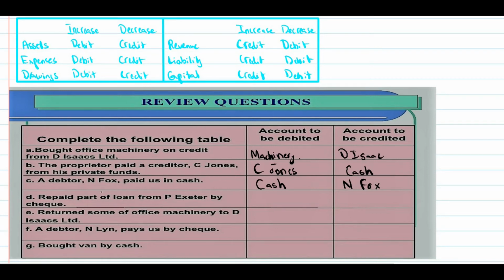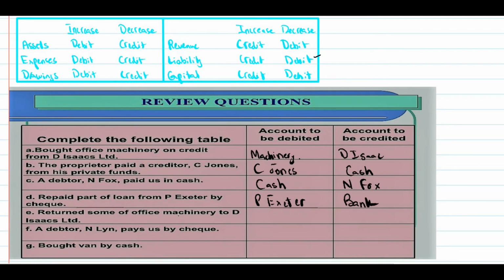Moving on to part D, it says repaid part of loan from P. Exeter by check. Now P. Exeter is our liability, and if liability is decreasing, it means it's debited. So P. Exeter. And as we are paying by check, that means we are paying by bank. Bank is an asset, and as an asset decreases, it is credited.